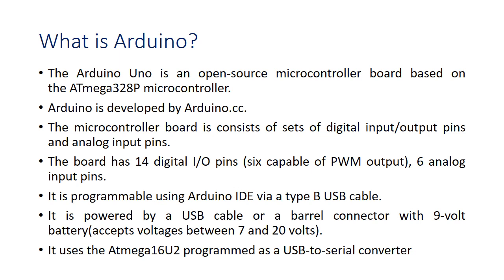It is powered by USB cable or barrel connector with a 9 volt battery. It accepts a voltage range between 7 volt to 20 volt. So we can say Arduino can be powered in two ways. One way is we can power it through the USB cable, or we can power it through the barrel connector, where we can connect a 9 volt battery or we can connect an adapter.